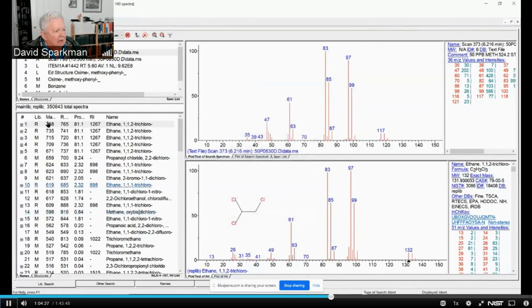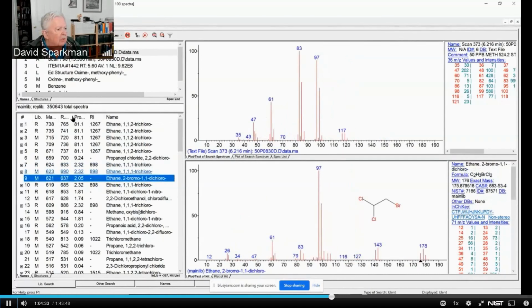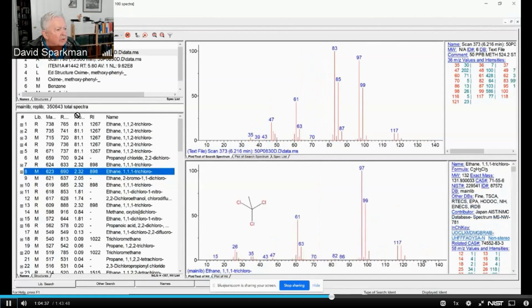These columns that are in the hit list here are all adjustable, and you can come along here and drag one of these points across to make it wider or less wide, and you can delete the display of various columns.